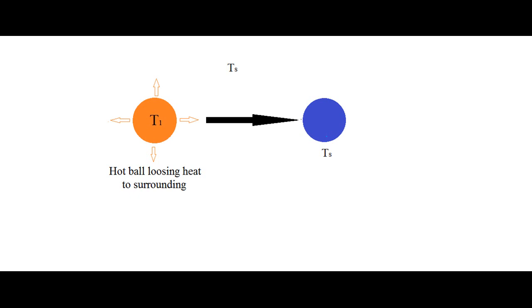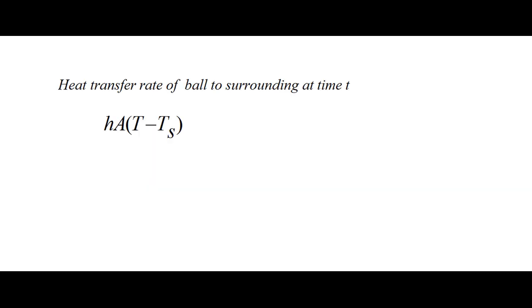Now after some time, suppose the temperature of ball is T, capital T. When some time has elapsed, the temperature of ball is T. So at that time, what will be the heat transfer rate from the ball to the surrounding? We know that it is hA(T minus Ts), where T is the temperature of the ball. Now this is the heat transfer rate at that particular time t.